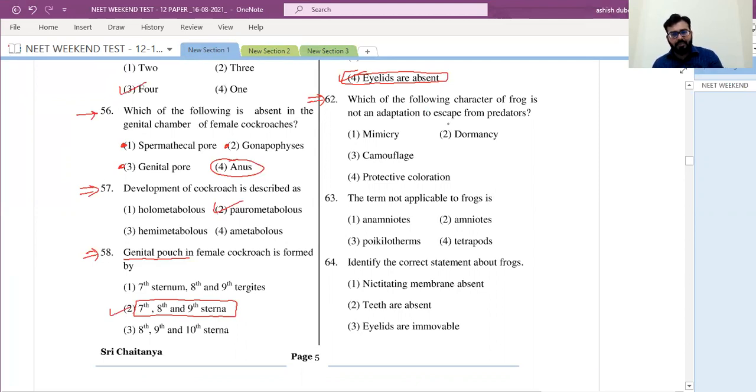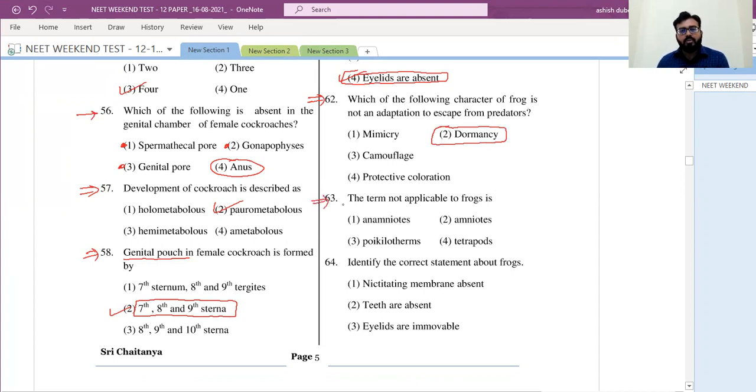These are the evolutionary adaptations in order to enhance the chances of survival. But dormancy reflects the concept of hibernation and estivation. That is not an adaptation to escape from a predator, but to survive unfavorable environmental conditions like extreme summer, where estivation is done, and extreme winters, where hibernation is done. So the answer will be dormancy. They can also frame this question like "mark the odd one out." So dormancy will be the odd one.